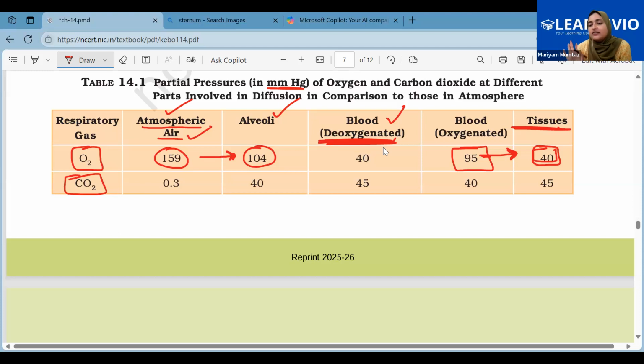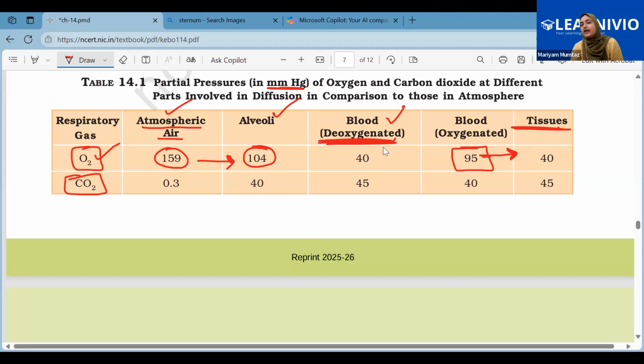First of all, have you understood the meaning of partial pressure? Yeah. Now they are showing us the partial pressure of different areas. In general, what are the partial pressures? If we're talking about oxygen, in the atmospheric air it will be the highest because it's the reservoir. In the alveoli, it will be less than the atmosphere so that the atmospheric O2 can come into the alveoli.